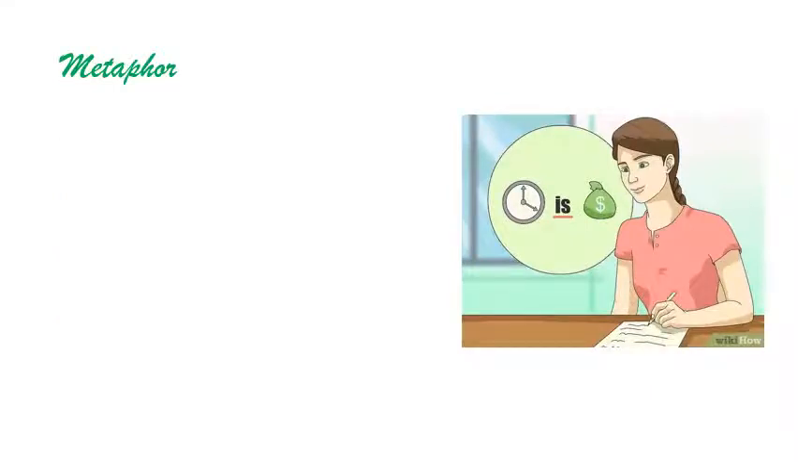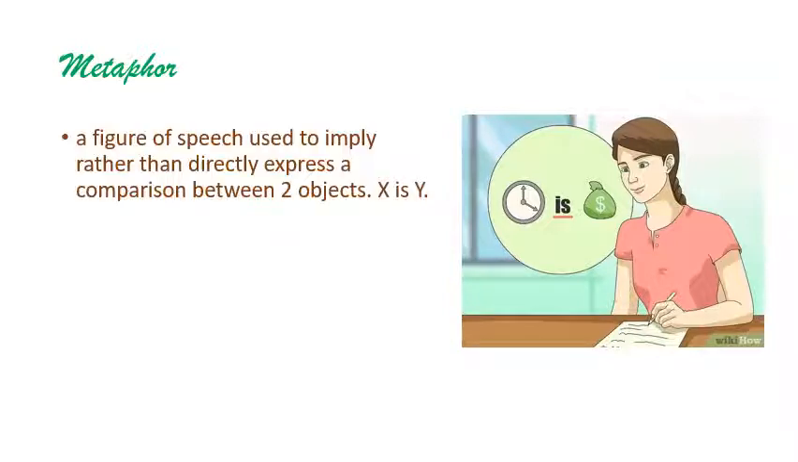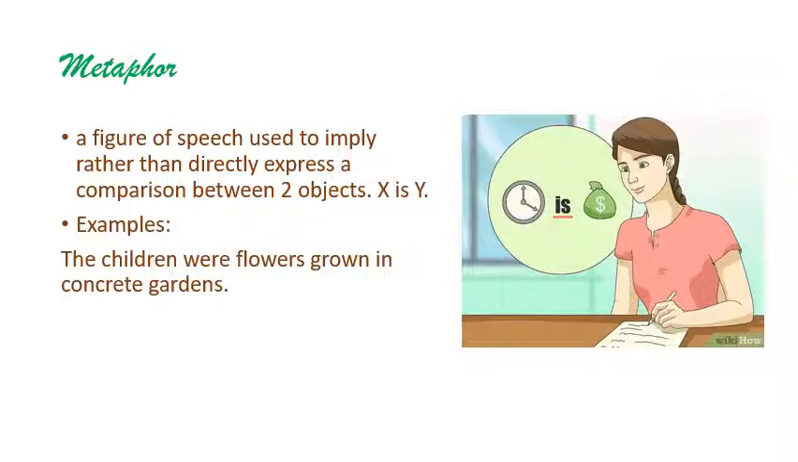Now let's take a look at the second figurative language, which is metaphor. So what is metaphor? Metaphor is a little bit similar to simile. This is also comparison, but the comparison is not direct, but it's implicit. X is Y. Jadi dua hal itu disejajarkan tetapi tidak langsung dibandingkan. Jadi ketika memakai metafor, you have to think first. Kira-kira nih orang maksudnya apa ya? Gitu. The children were flowers grown in concrete gardens. This is the example. Kita lihat karakteristiknya flower itu apa?